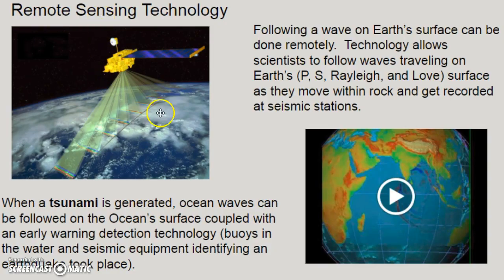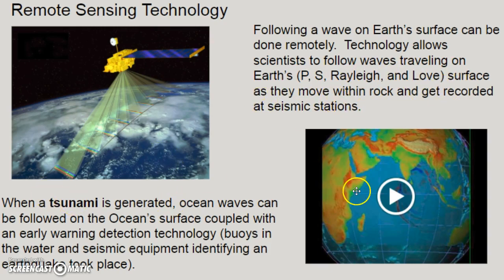So we no longer have to be at a location in order to sense it. We use remote sensing technology. Essentially, there are satellites. When you follow a wave on the Earth's surface, it can be done remotely. Technology allows scientists to follow the waves traveling on the Earth's surface: P waves, S waves, Rayleigh waves, and Love waves, or your surface waves, as they move within rock and get recorded at seismic stations.